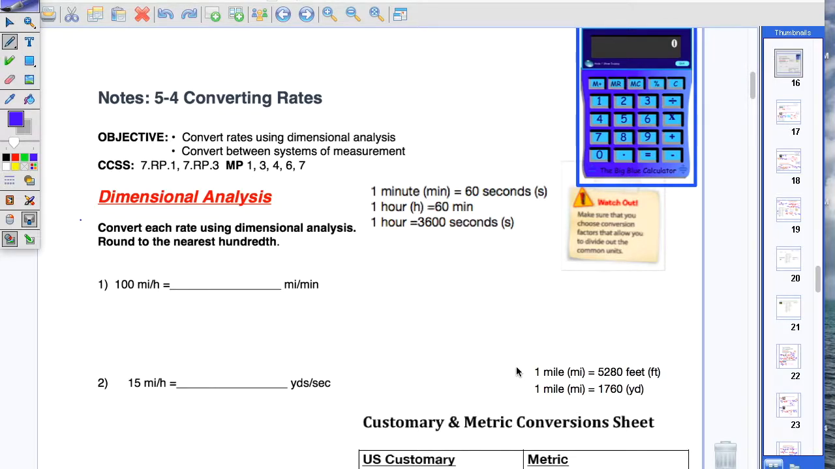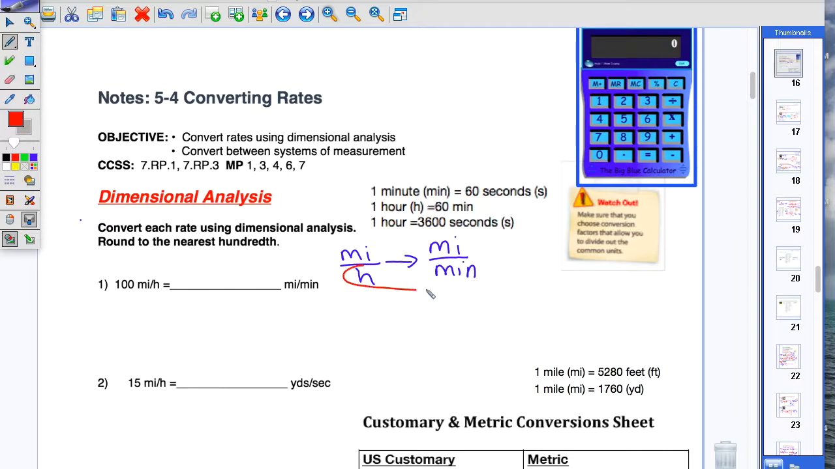Number 1, 100 miles per hour. And we want to change it to miles per minute. Start by writing your original units, miles over hours, and we want to end up with miles over minutes. Since the miles in the numerator is not changing, we have one conversion factor, which is going from hours to minutes. Using the information above, it's the same information that's on your conversion sheet. Hours to minutes is 1 hour is equal to 60 minutes. Write that conversion down on your paper.